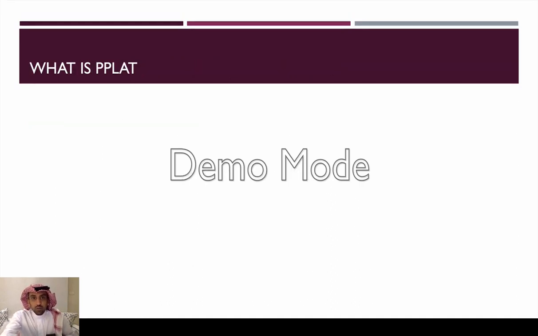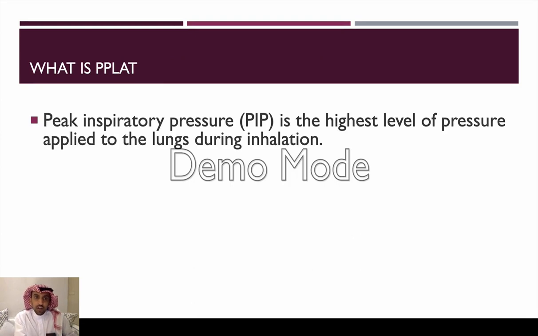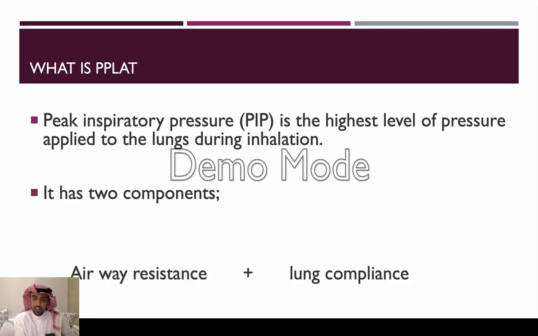So what is the plateau pressure? First, the peak inspiratory pressure is the highest level of pressure applied to the lung during inhalation. And it's comprised of two components, the airway resistance and the lung compliance. And this is again derived from the equation of motion. So the plateau pressure, which is what we are interested in, reflects the lung compliance.